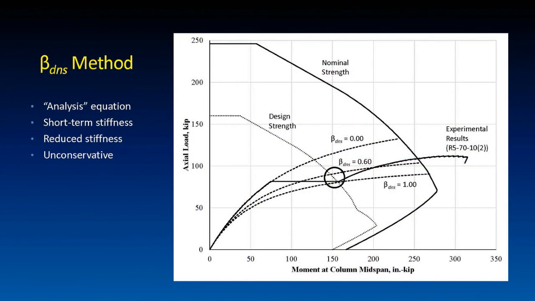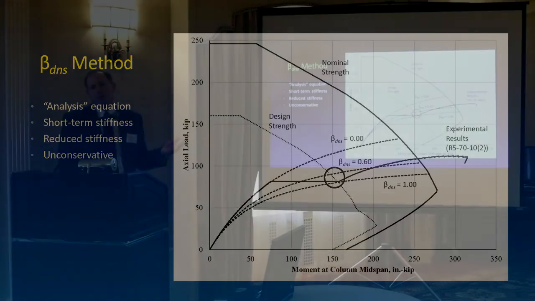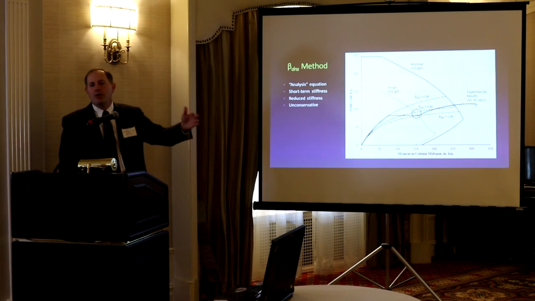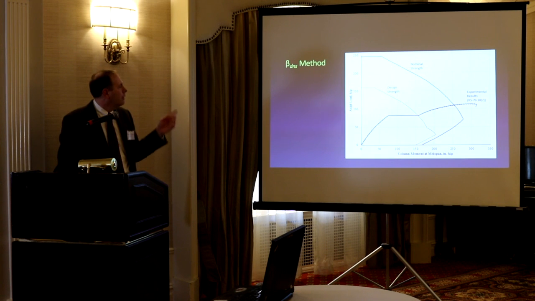If I use a beta DNS of 1, though, I cut it down 50% to account for the sustained effect. It works pretty well, and it turns out using 1 was generally conservative for all our tests. So if we want a simple number, 1, just cut it down 50% for the sustained effect. Reusing an accurate equation works reasonably well.